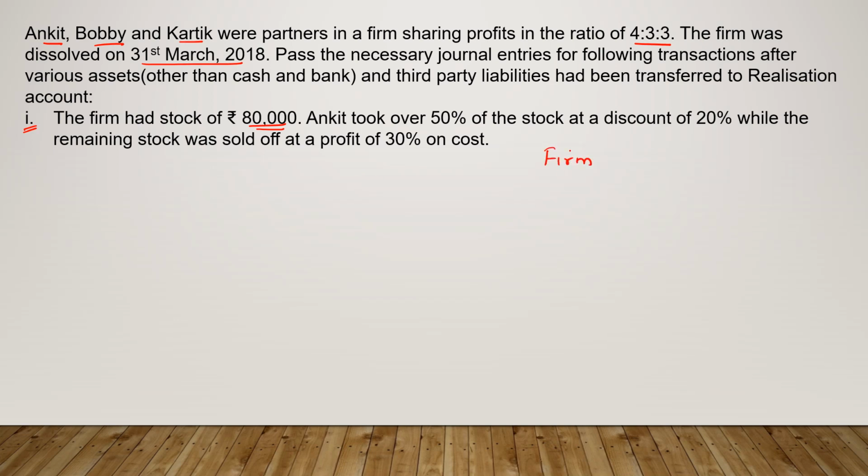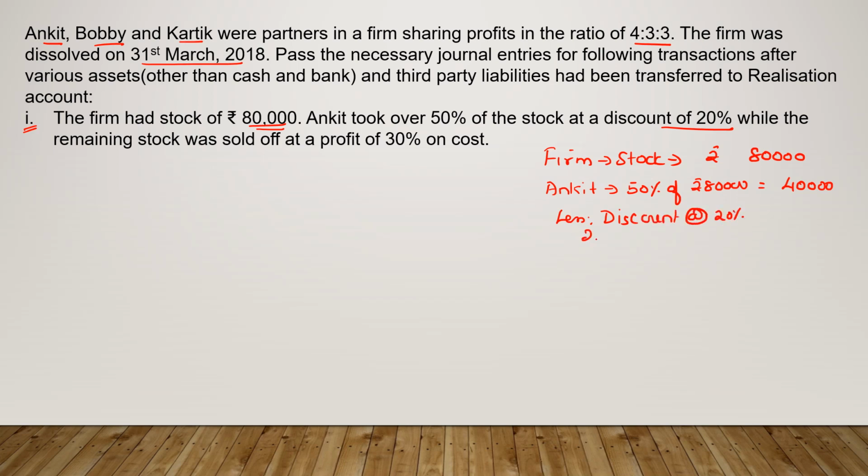What is the value of the stock which was owned by the firm? Rupees 80,000. They have said Ankit took over 50% of the stock. So Ankit is a partner. He has taken over 50% of rupees 80,000. That is 40,000 worth. But has he taken it over at 40,000? No. He has taken it over at a discount of 20%. So we would subtract the amount of discount at the rate of 20%. Find 20% of 40,000.